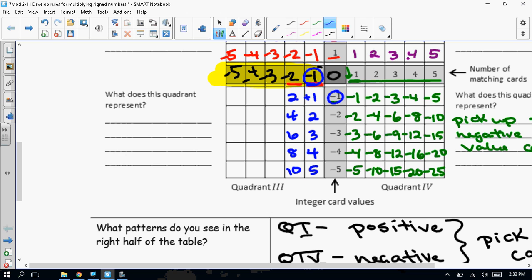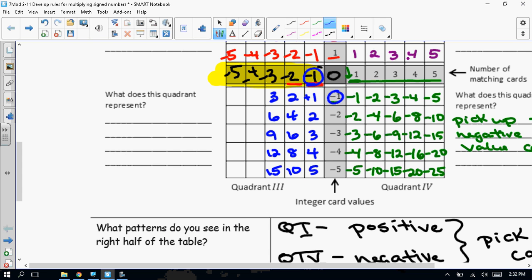What if I remove 3 -1s? Take off a -1, a -1, and a -1. My score increased 3. And then if I take out 3 -2s, my score went up 6. If I remove 3 -3s, my score went up 9. Removing 3 -4s, my score goes up 12. And if I remove 3 -5s, my score just went up 15 points.